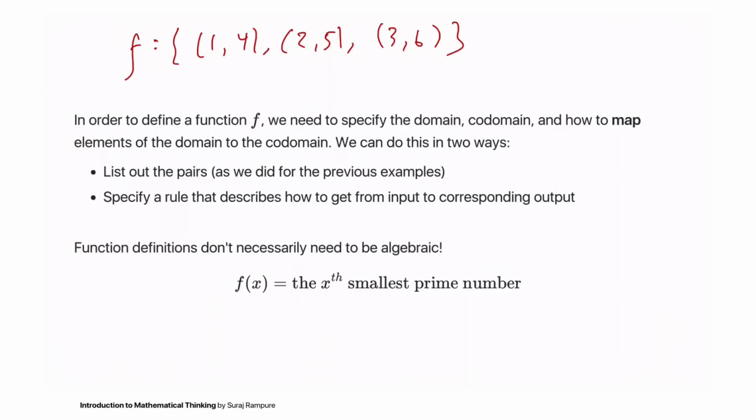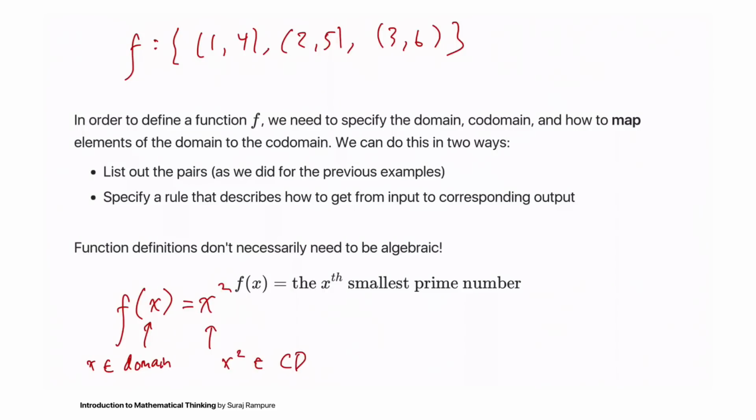So what we usually do is specify some rule that describes how to get from input to output. Most of the time this rule doesn't necessarily have to be algebraic. For example, f maps numbers x to the xth smallest prime number. That is a perfectly valid function. But the functions you will usually see will look something like f takes in some number x and spits out x squared. So x is in the domain and x squared is in the codomain.